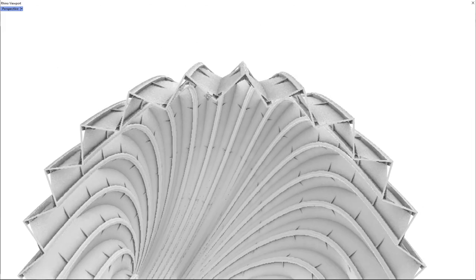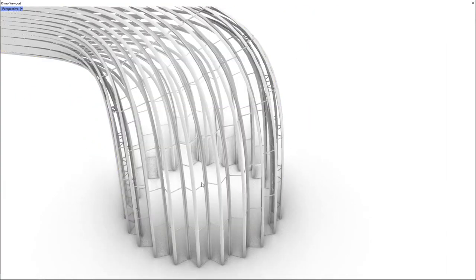The pipes cross over the vertical frame, so we can extract the isocurves from the lofted surface and make the pipes from it.